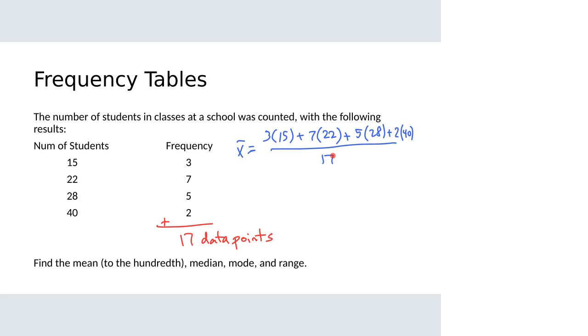Okay. Now let's go ahead and finish this off and find our mean here. 3 times 15 will be 45. 7 times 22 is 154. 5 times 28 is 140. 2 times 40 is 80. We need to add all that up and divide by 17. All right, well, 45 plus 154 plus 140 plus 80 is 419 over 17. We'll divide that.